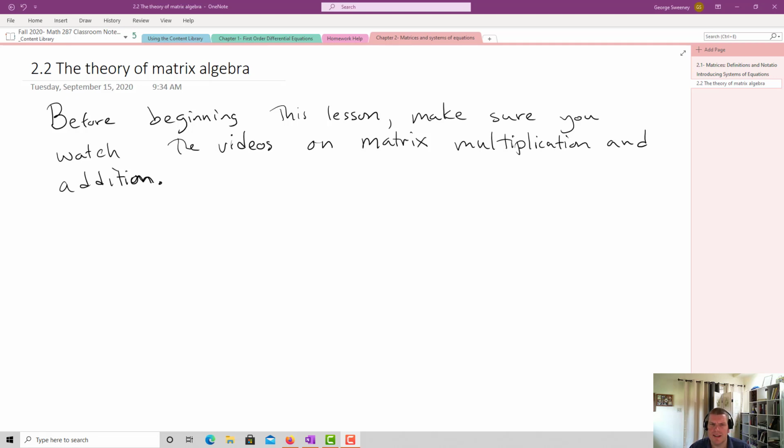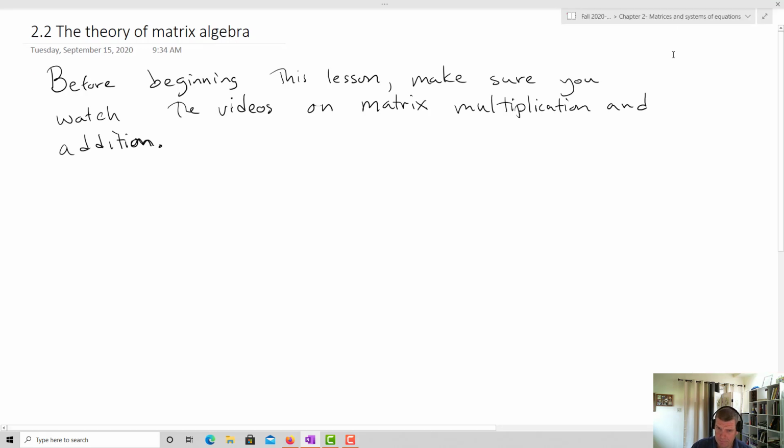So before you begin this lesson, make sure that you've watched the videos on matrix multiplication and addition. We're going to be looking at 2.2, the theory of matrix algebra, but I'm not really going to go into depth on the multiplication and addition of matrices. Instead, we're going to be looking at what happens when we start to think about matrices more globally and we want to learn some of the principles or rules of matrix algebra.